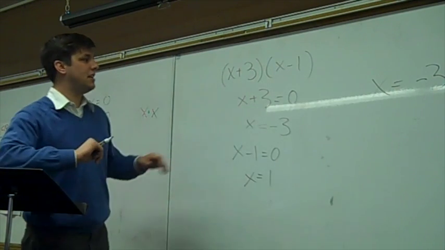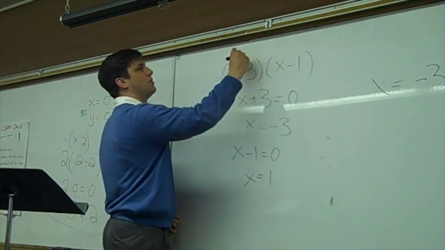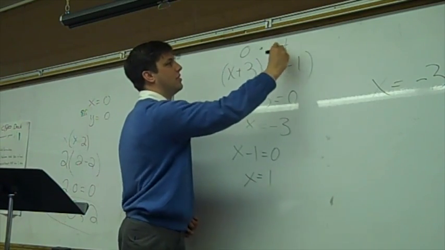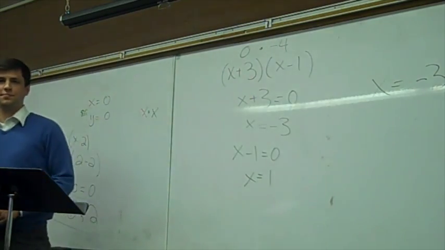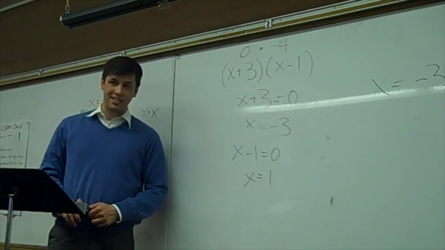Yeah, so what happens if you put -3 into here, then this parenthesis will equal 0 times -3 minus 1 is -4. What's 0 times -4? 0. It's 0. That's why it works. At least one of the parentheses has to be 0.